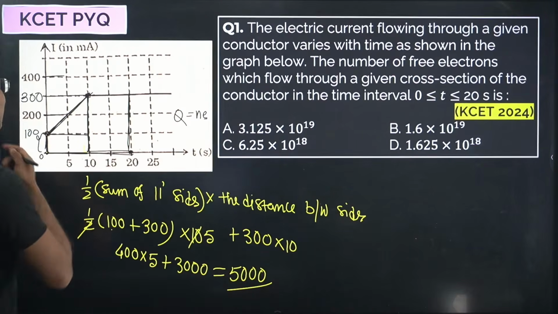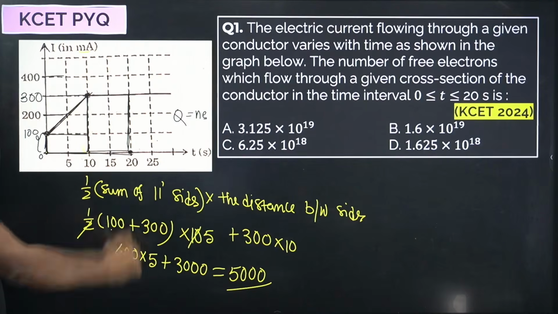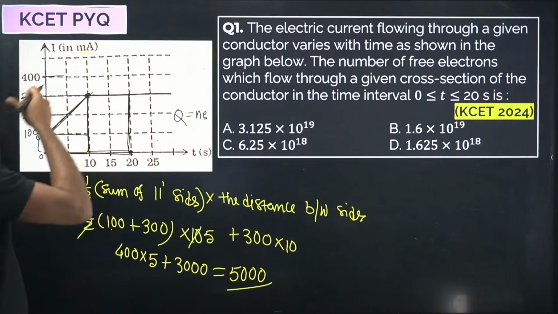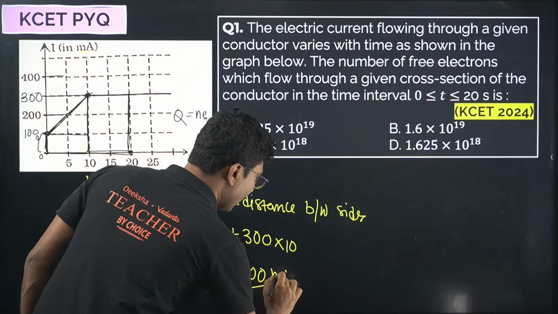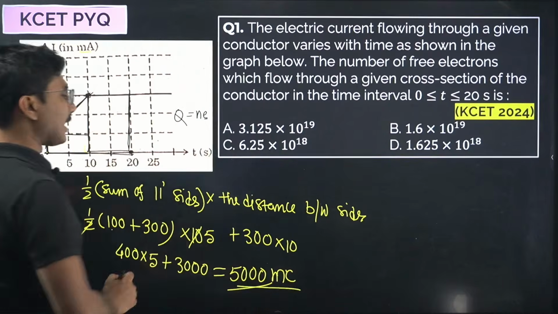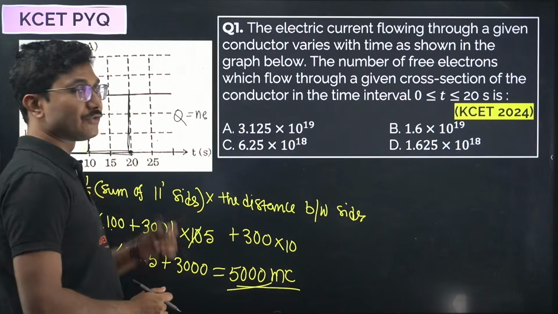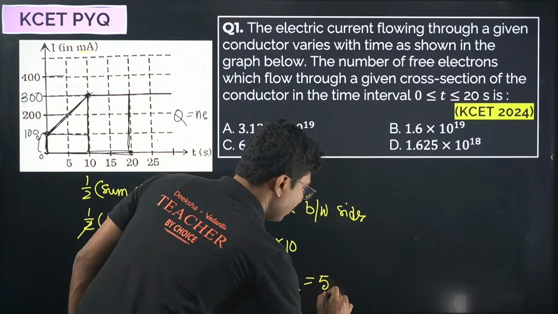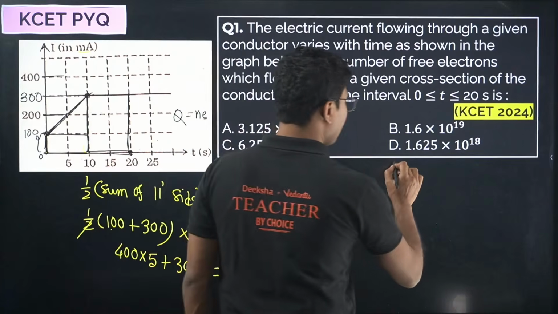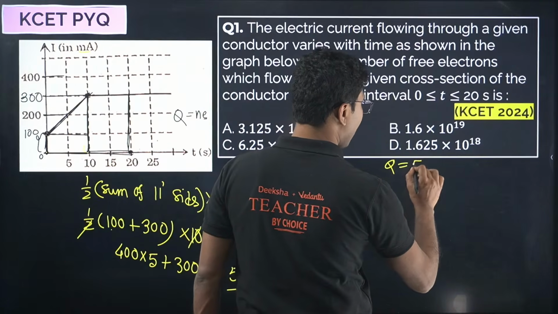Now here the unit is also very important. This is milliampere. The current is given in milliampere, so that means this will be millicoulomb. Okay, so the total charge that is flowing is 5000 millicoulomb. That is 5 coulomb. So the total charge we have calculated is 5 coulomb.